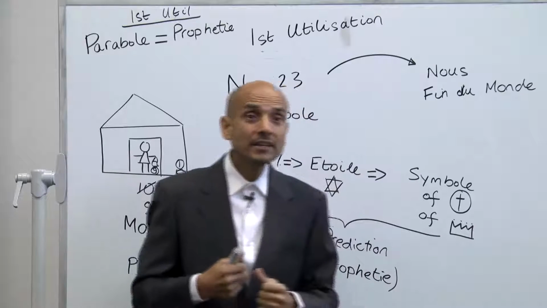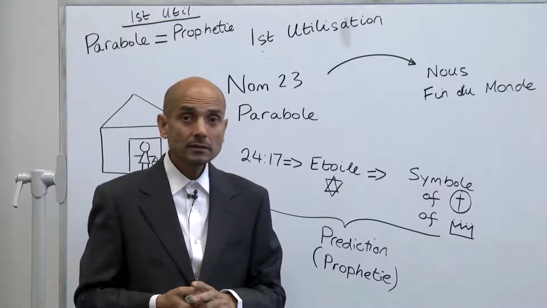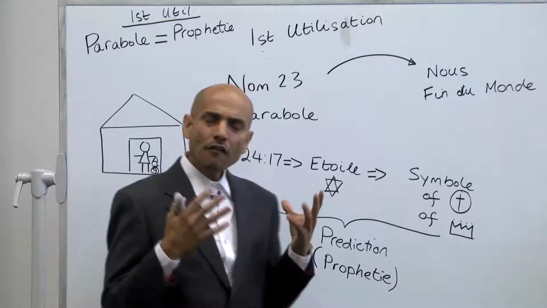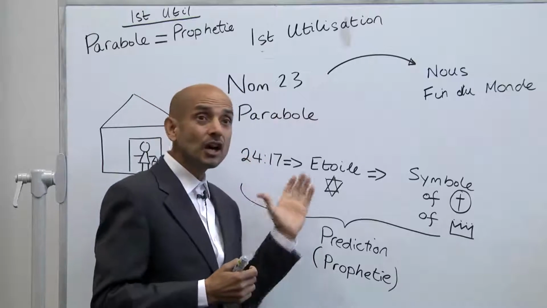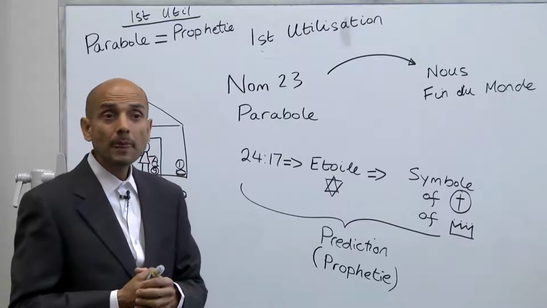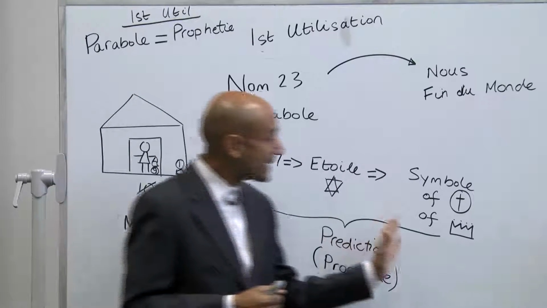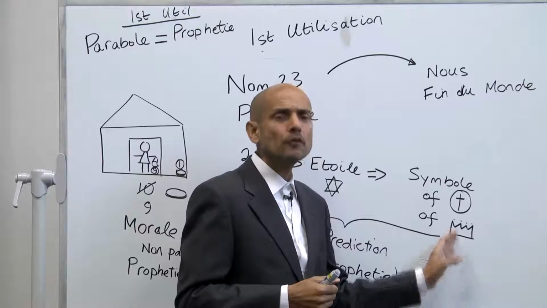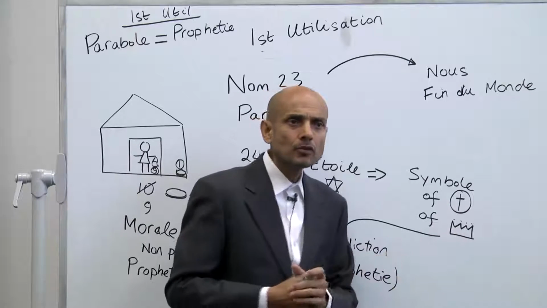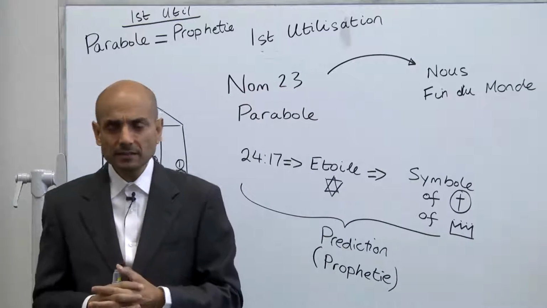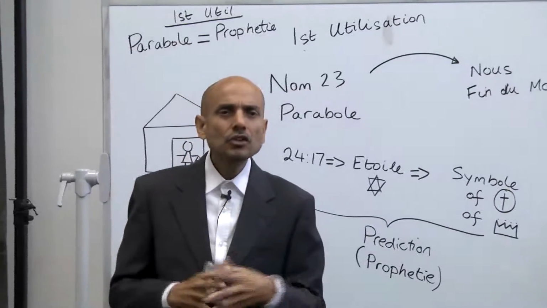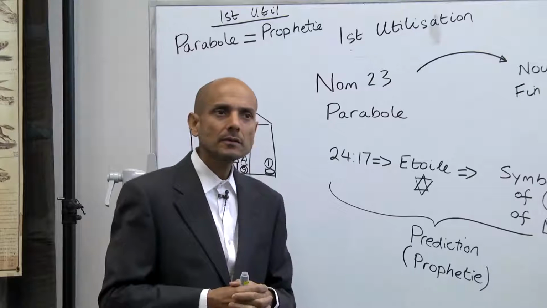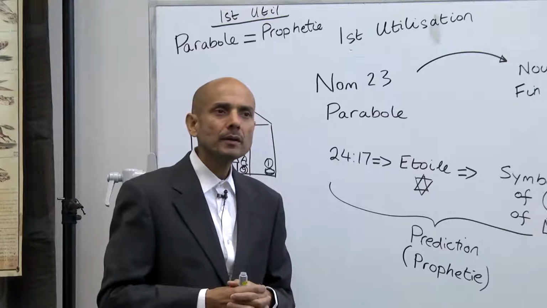So when they're expecting this Messiah, the star, they are familiar with Balaam's parable, and they're expecting a king, not a lamb. So I just wanted to give that context so that we can understand why the Jews were thinking what they were thinking.